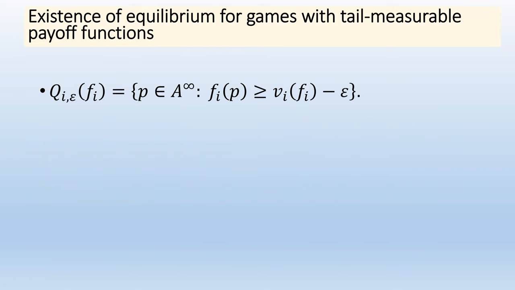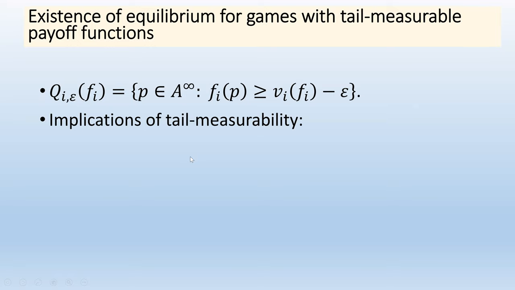Okay, so now we move to tail measurable payoff functions. We move from a payoff function that is a characteristic function of some tail set to any tail measurable payoff function. We use similar methods to show that there is a play whose payoff for each player is at least their min max minus epsilon. So the ideas are very much the same. First, we define for every player the set Q_i epsilon of his payoff, which is the set of plays where this player gets at least their value, their min max, minus epsilon.